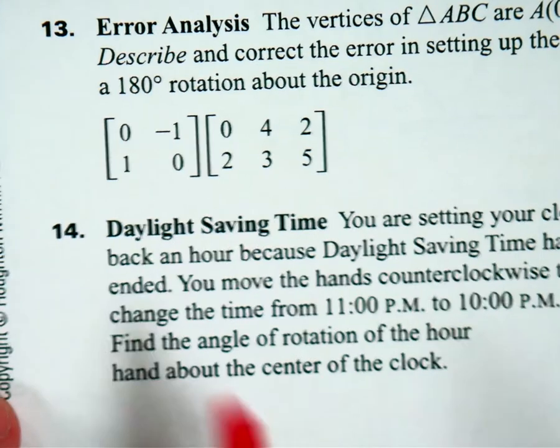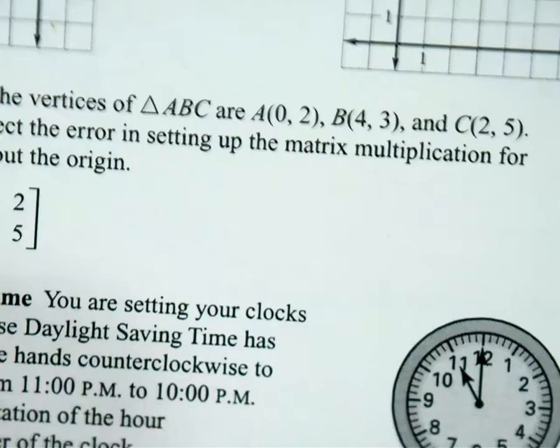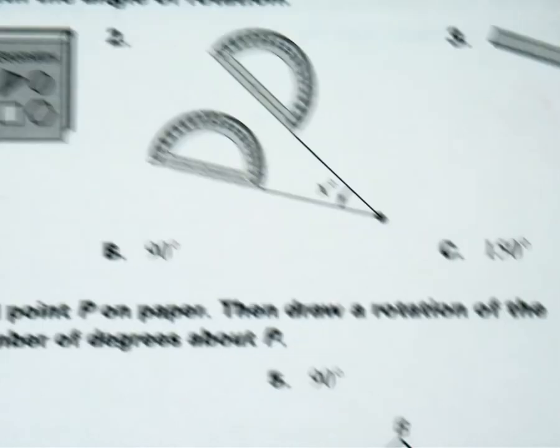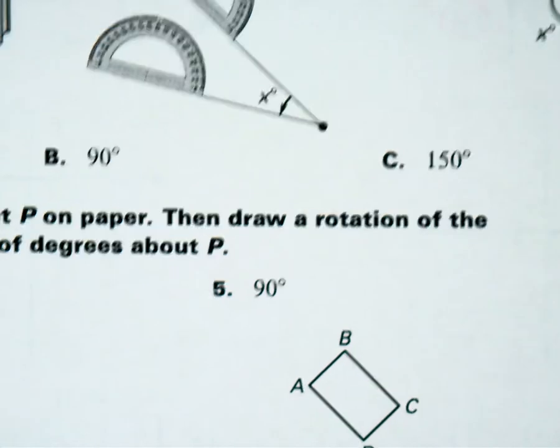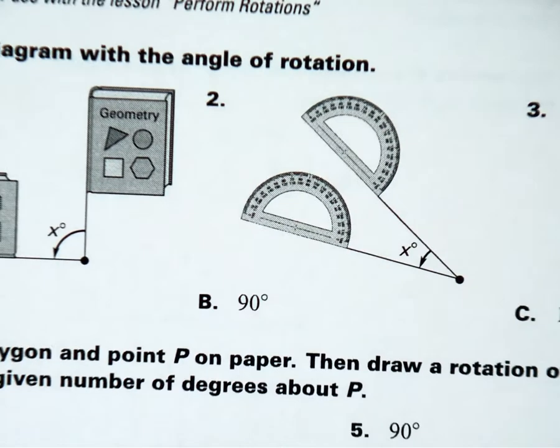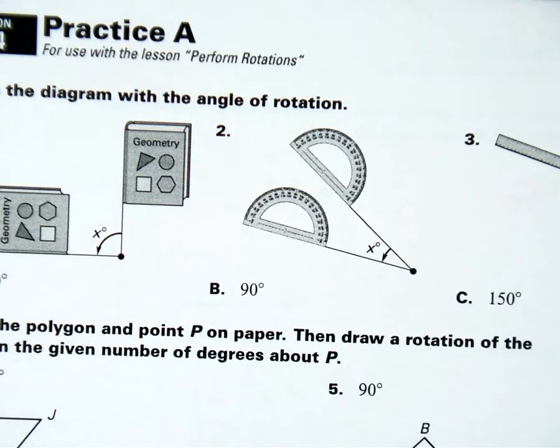You can skip 13, 14. Ooh, it's almost daylight savings time. This is good for you. Go ahead and try that one. Here you're just matching. You don't actually have to draw the angle, you just match it. Not too bad.